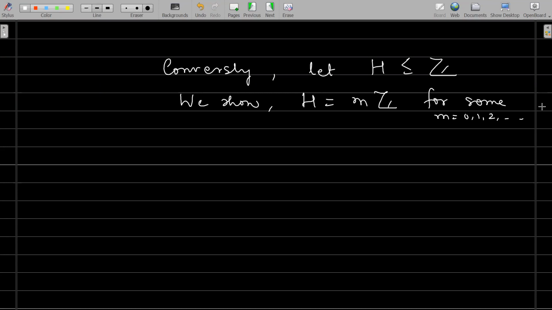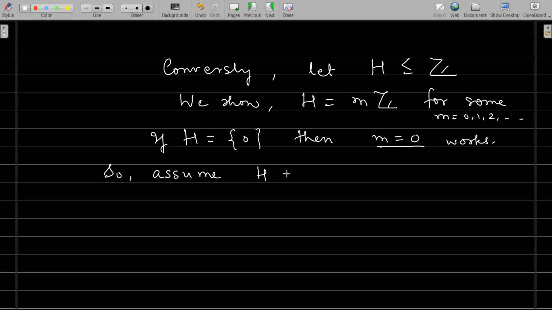And just let me try to be little rigorous here, because I mean, this is one important thing. So I start with subgroup. Possibly H can be trivial. So if H is 0, then no problem. So then I'll take M as 0. So H is 0. So H is of the form MZ in that case. So assume that H is not 0.